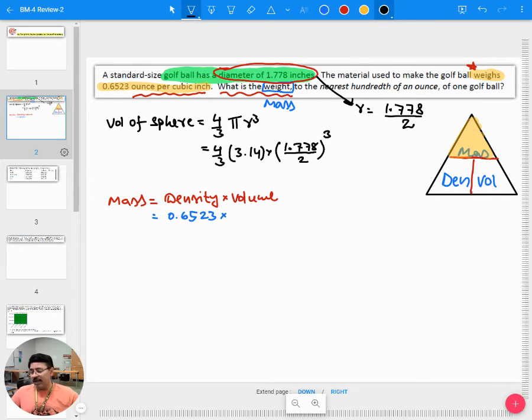The answer is 2.941. So let me write that down, 2.941. Now, what is the mass? These two we have to multiply. 0.6523 multiplied by 2.941 gives me 1.91. This is the mass. But how about the units? Please notice that since it was ounces per cubic inch, the mass will be 1.91 ounces.